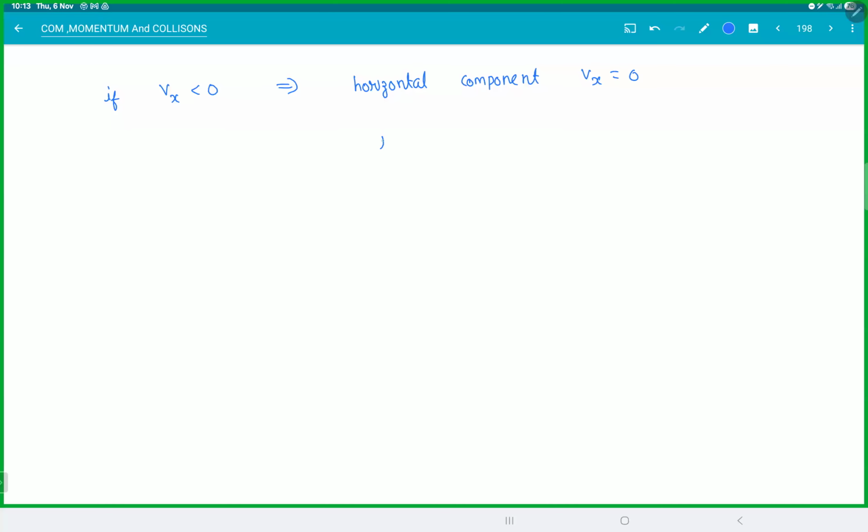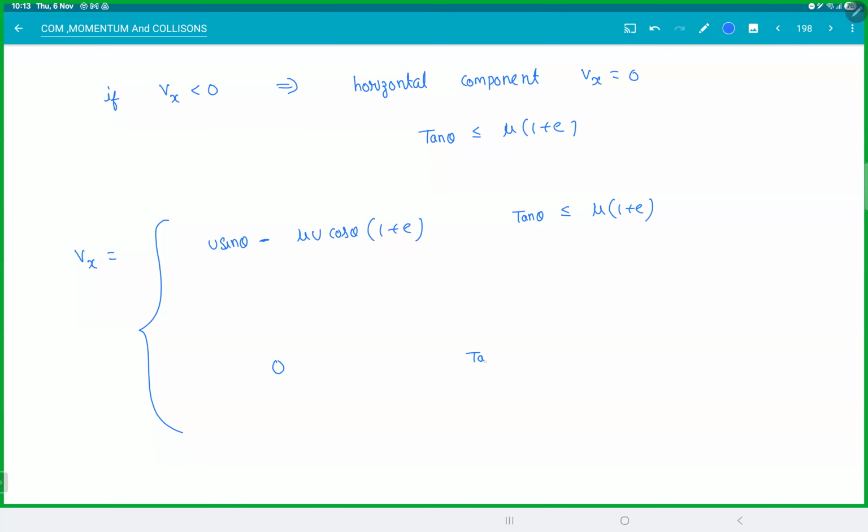So this will happen when tan theta is less than or equal to mu into 1 plus e. So your final answer will look like this, everyone. Vx will be u sin theta minus mu u cos theta (1 plus e), valid when tan theta is greater than or equal to mu into 1 plus e. And Vx is 0 when tan theta is less than or equal to mu into 1 plus e.